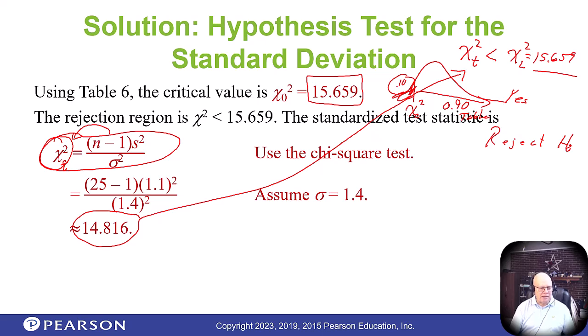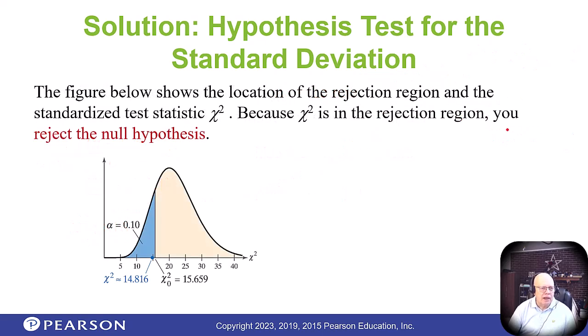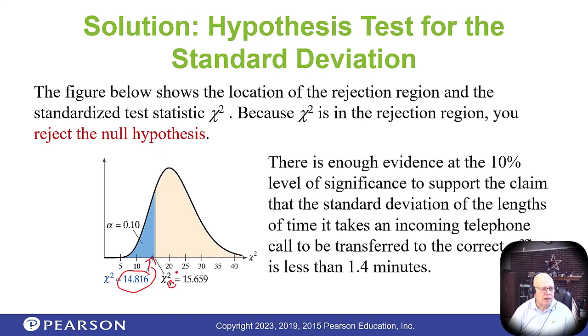What does that mean? We found the value was over here. It was close, but close doesn't count. It's to the left of that critical value. So there's enough evidence at the 10% level of significance to support the claim that the correct office and amount of time is less than 1.4 minutes.